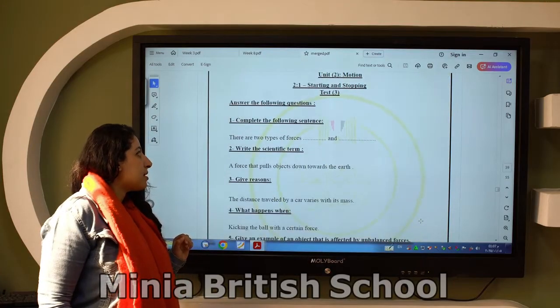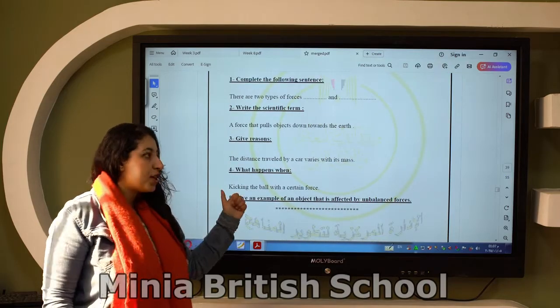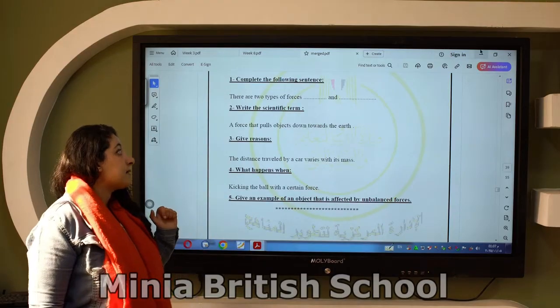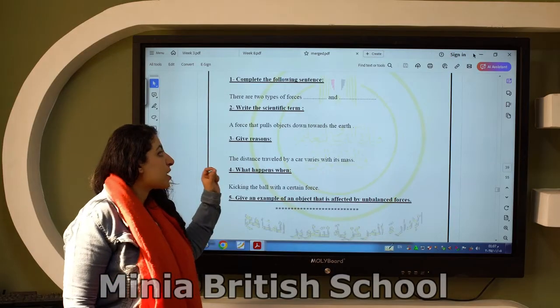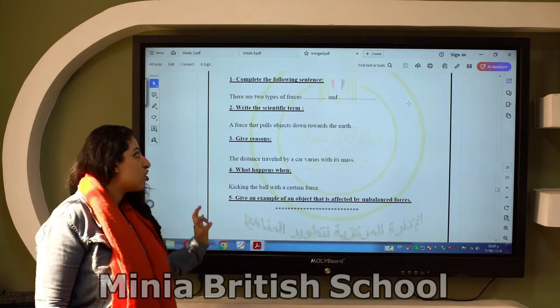Week 10, test 3. There are two types of forces. I can say pushing and pulling, and I can say also balanced and unbalanced. A force that pulls objects down toward the earth is what? It is gravity or gravitational force.